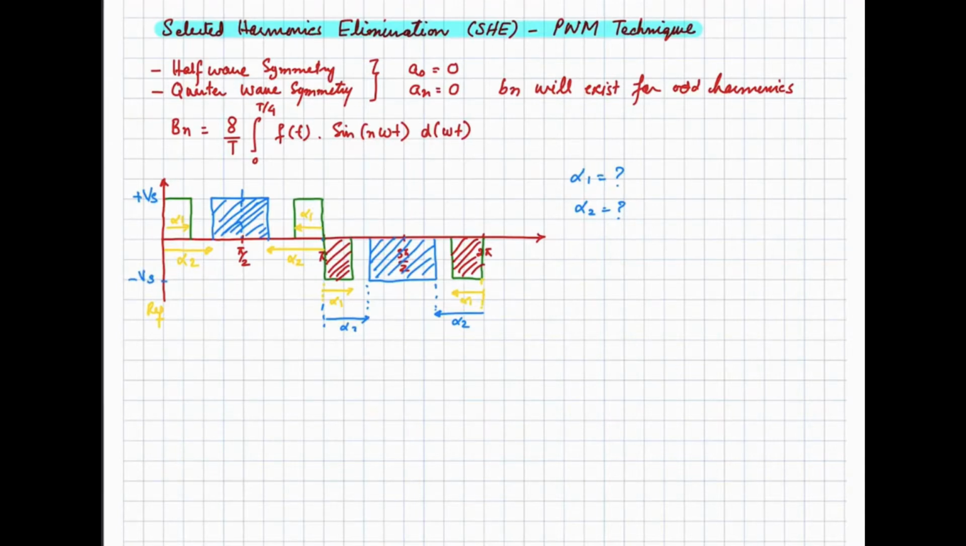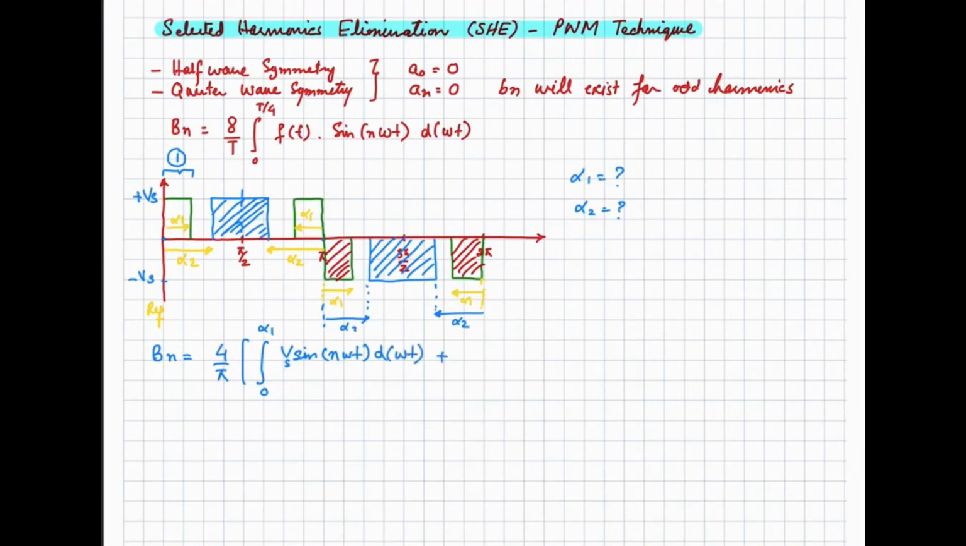So now if I calculate Bn for this waveform, for Bn I can write down the expression 4 by pi, integration of our signal multiplied with sine of n omega t. So first of all I am going to consider this part. So let me call it part 1. So it is from 0 to alpha 1. So integration from 0 to alpha 1 of Vs into sine of n omega t with respect to omega t.